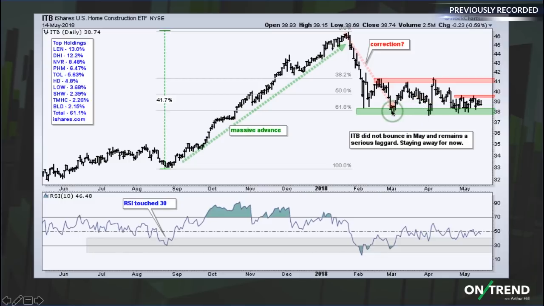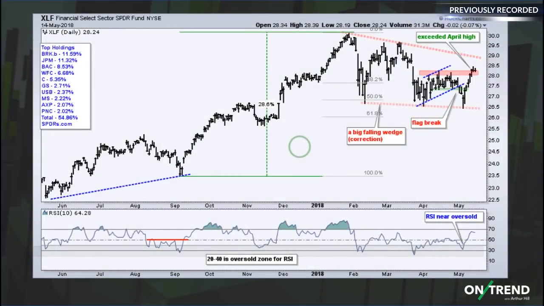You know, it had the same setup basically as retail with the big advance and the pullback and establishing support, but it couldn't get off support. So the fact that it's showing relative weakness in May and actually since the middle part of April means I would just stay away, move on. There are other charts showing better strength to consider.